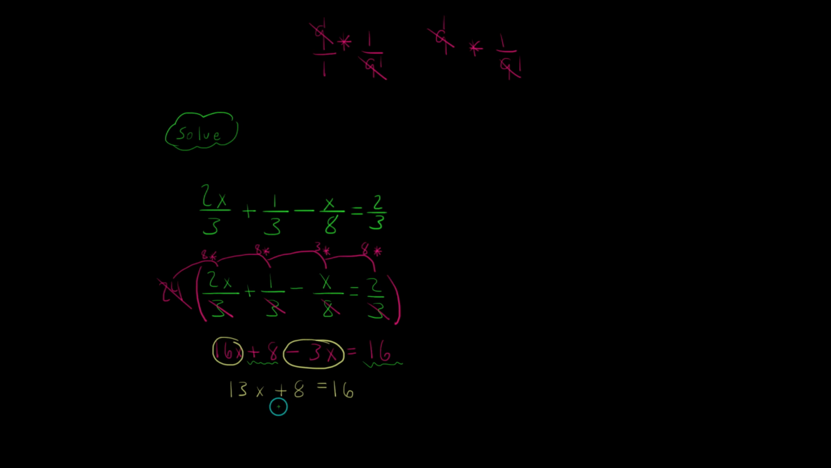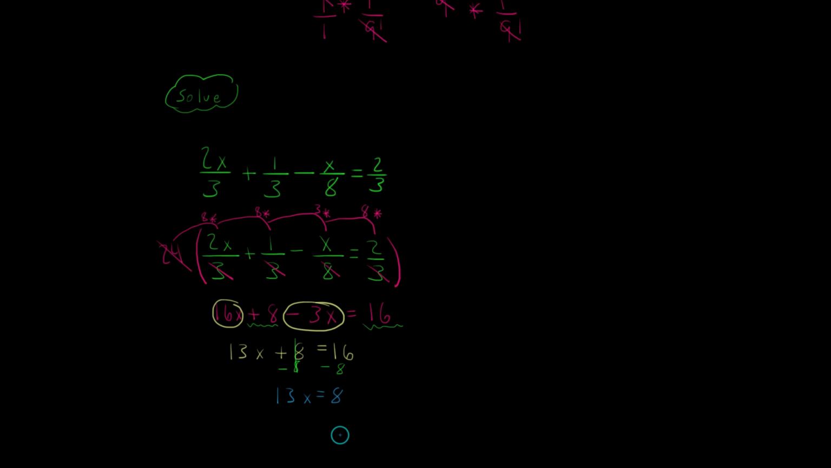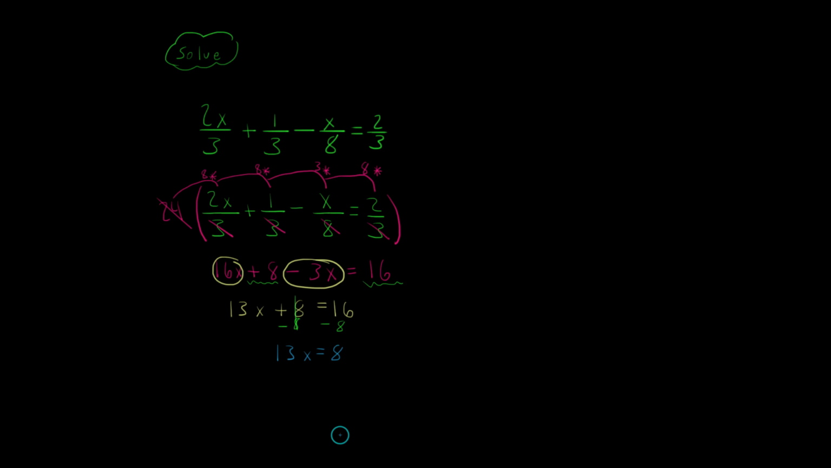So I'm going to subtract 8 from both sides. These will cancel out. I'm left with 13x is equal to 16 minus 8, which gives me a value of 8. Okay, so I have 13x equals 8, and I need to get a little bit more room on the screen.